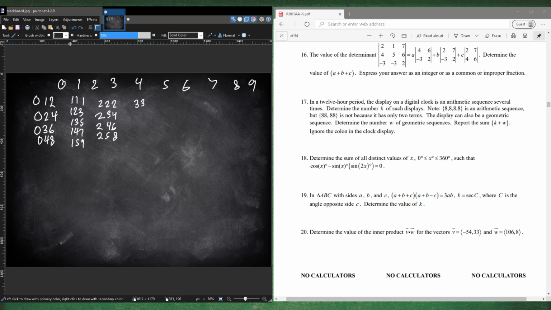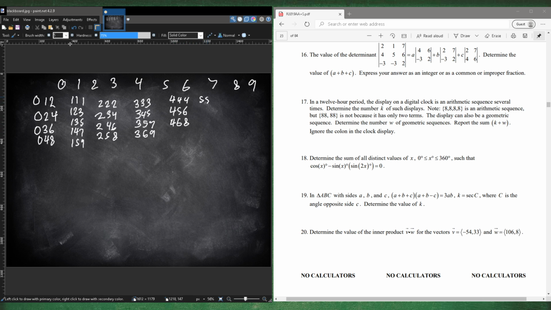After that, we have 3, 3, 3, 3, 4, 5, 3, 5, 7, and 3, 6, 9. We stop there because that's a 9. And then we have 4, 4, 4, 4, 5, 6, and 4, 6, 8. The next one will be 4, 7, 10, so we have to stop there.